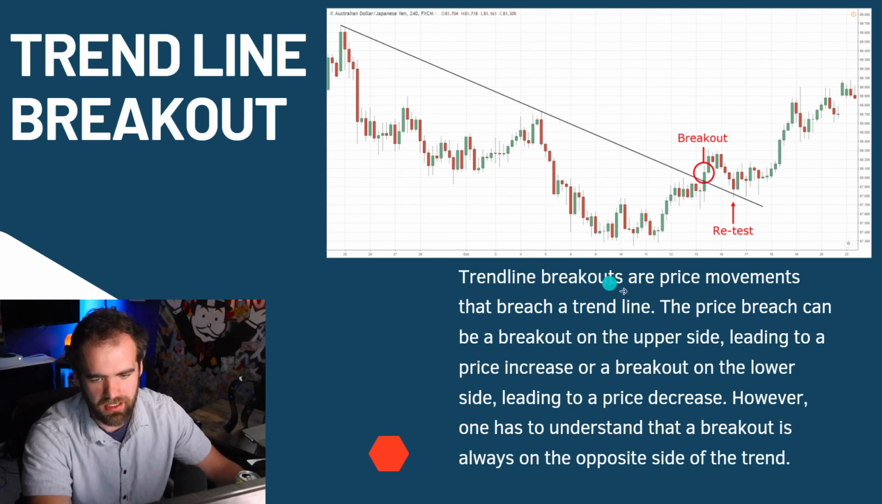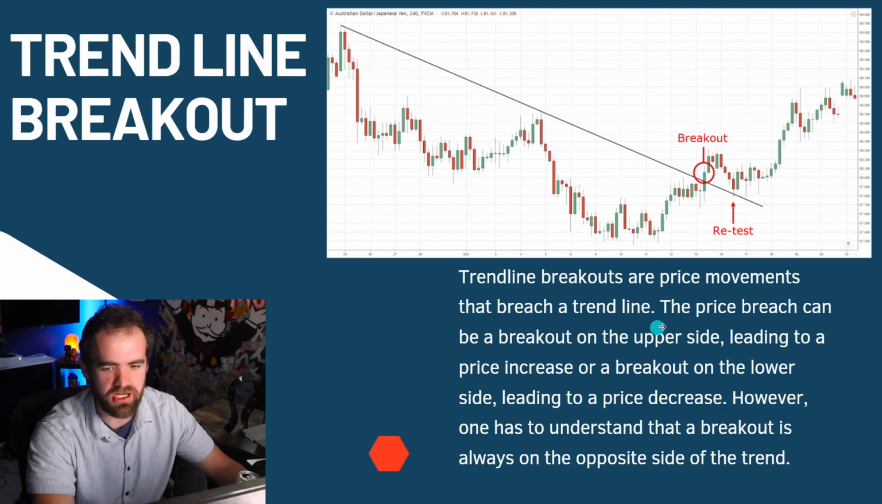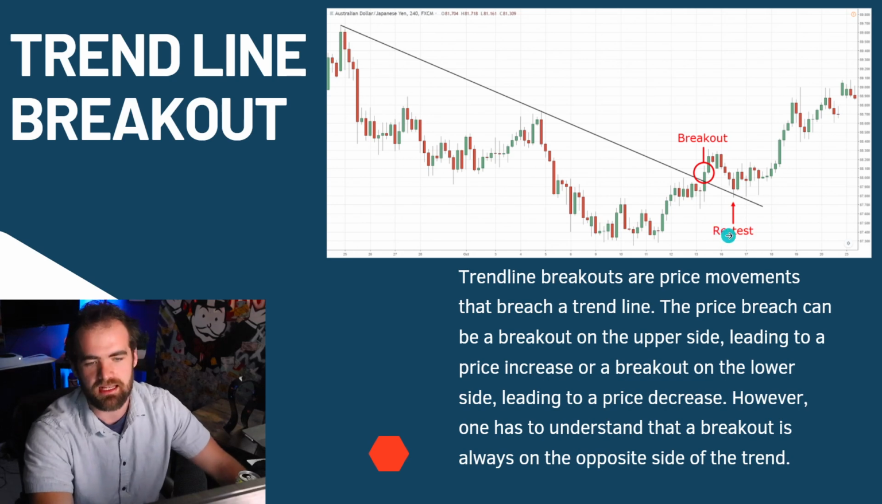But a trend line breakout are price movements that breach a trend line. The price breach can be a breakout on the upper side, leading to a price increase, or a breakout on the lower side, because if we do have the complete opposite, so if we had an upward trend where it breaks below that, that could be a breakout on the downward side. So it all depends on the approach here.